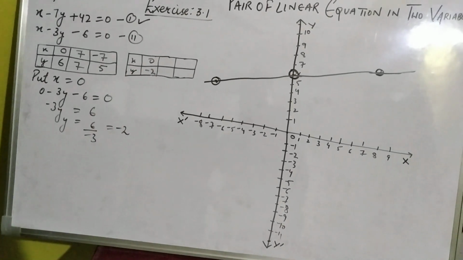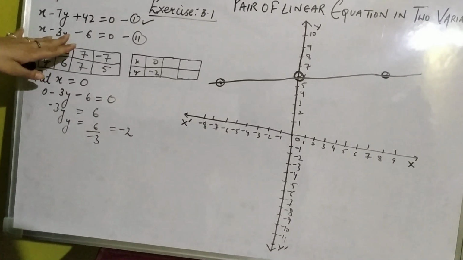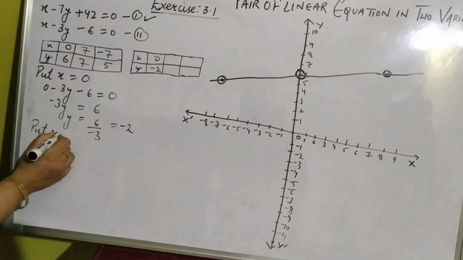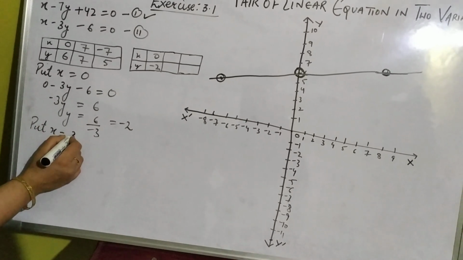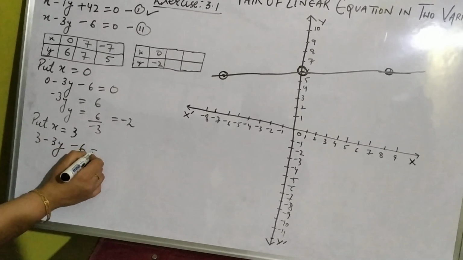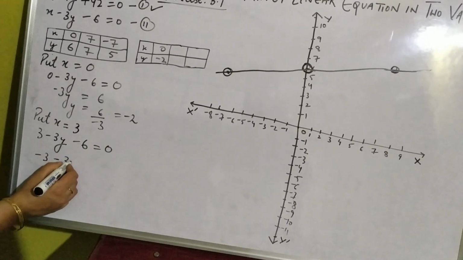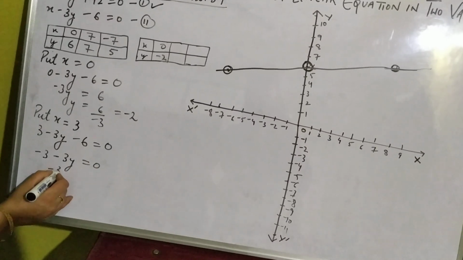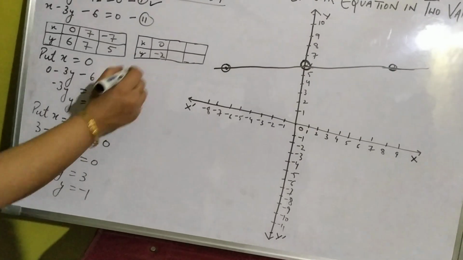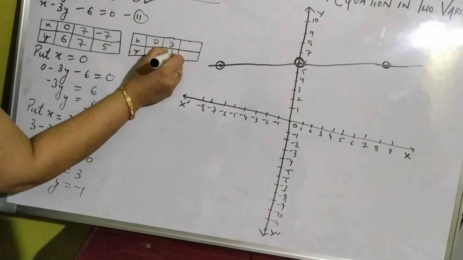Now next we have to put the value of x not equal to 1. We have to put the value by multiples of 3 because then it will be easy. Put x is equal to 3. 3 minus 3y minus 6 is equal to 0. Minus 6 plus 3 gives minus 3. Minus 3y is equal to 3 and y is equal to minus 1. It means if you put x is equal to 3, the value of y is minus 1.